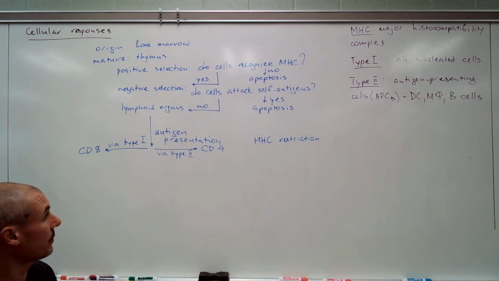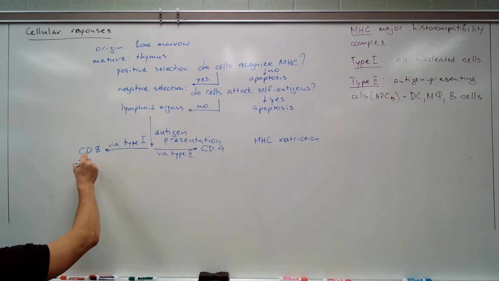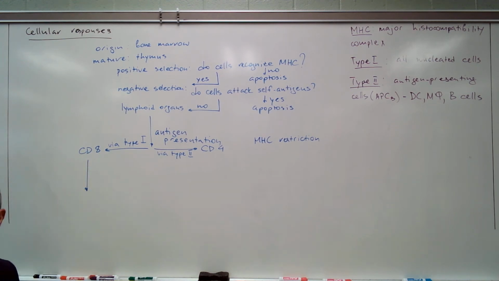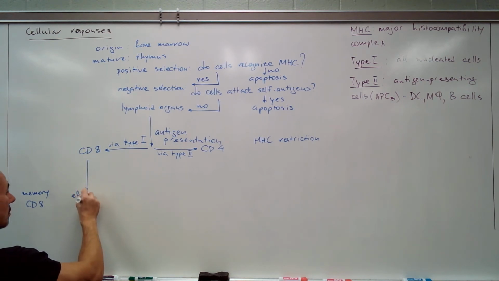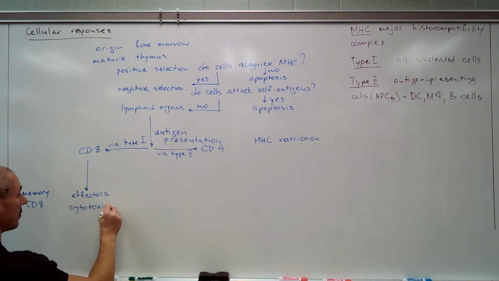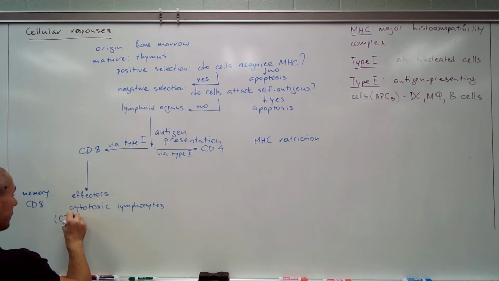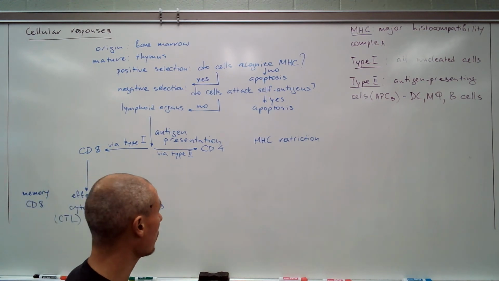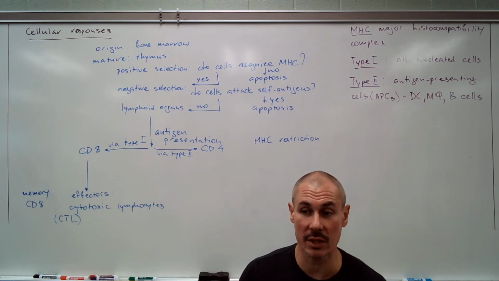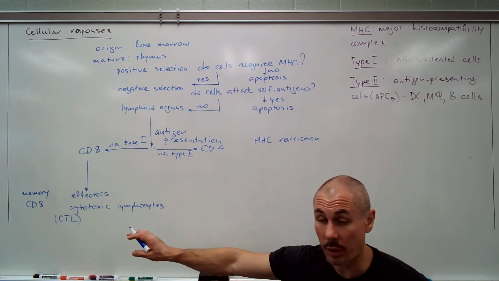Now, what is the difference between CD8 and CD4 T cells? CD8 T cells, after they are presented with an antigen, differentiate and proliferate, just like B cells, into memory CD8 and effector cells, which are cytotoxic lymphocytes, or CTLs. Look at the name, cytotoxic. What do you think they do? What do you think they cause? Cytotoxicity. We're going to talk about the mechanism in a second.